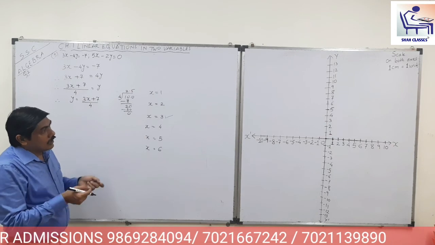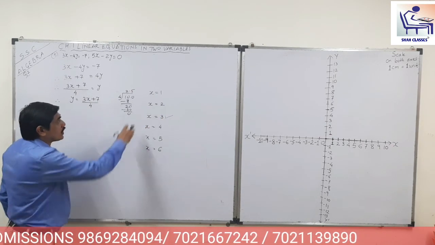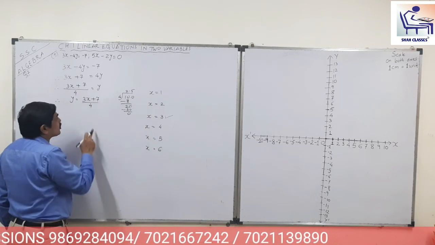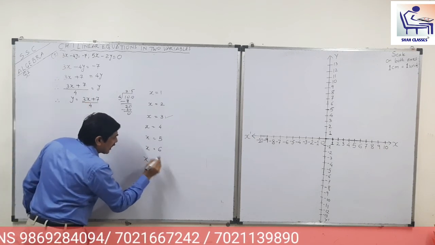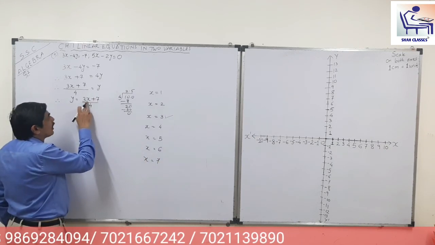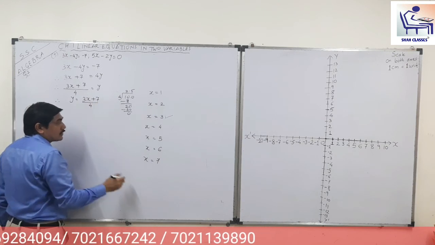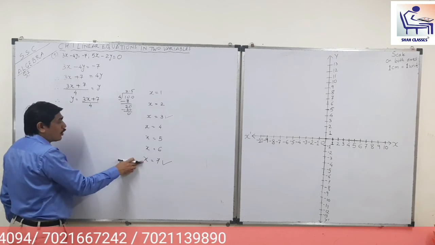We want to reduce our work on this graph paper. So we are checking all the values. Now we will go for the next value. If I take the 7, 3 7s are 21 plus 7, 28. So this is a multiple of 4. This is acceptable once again. So these two values we got.